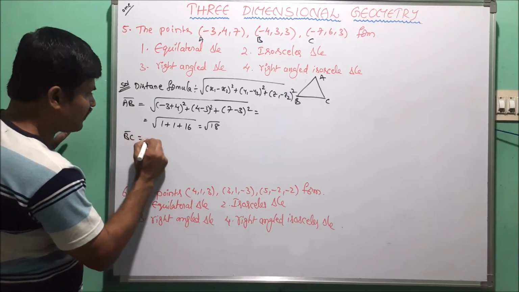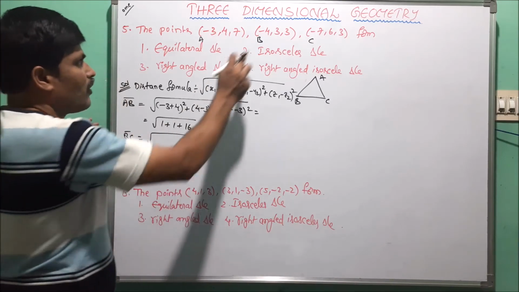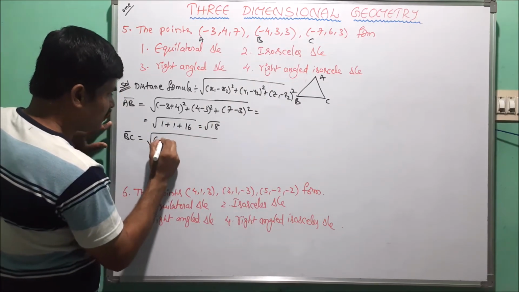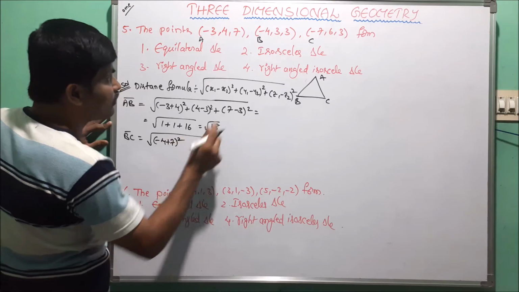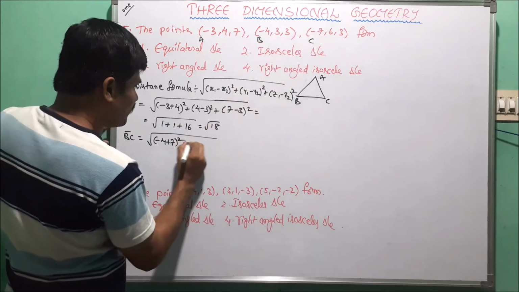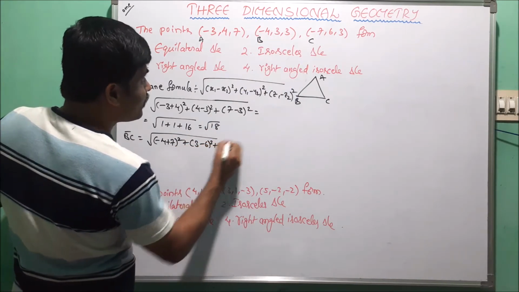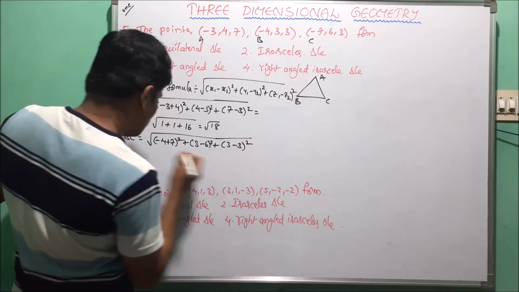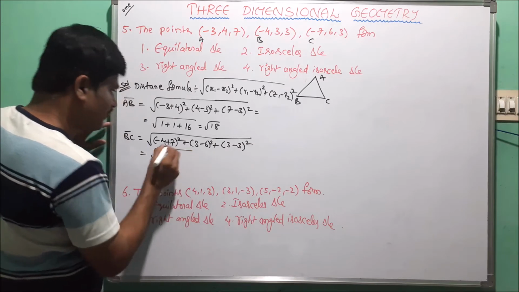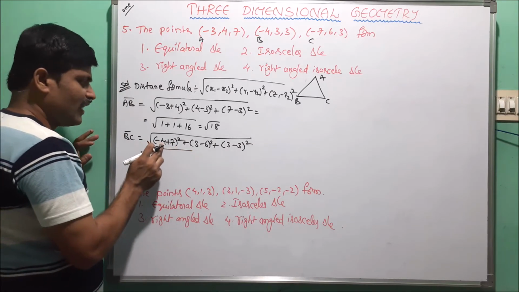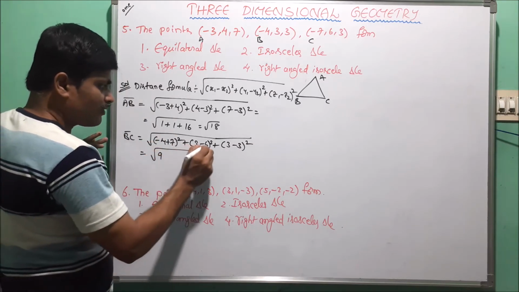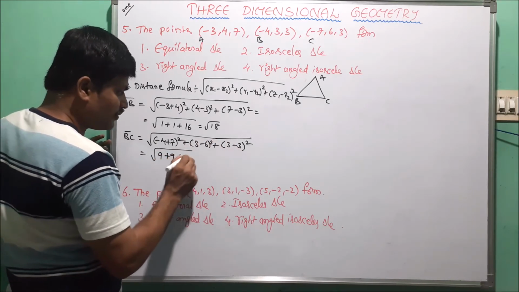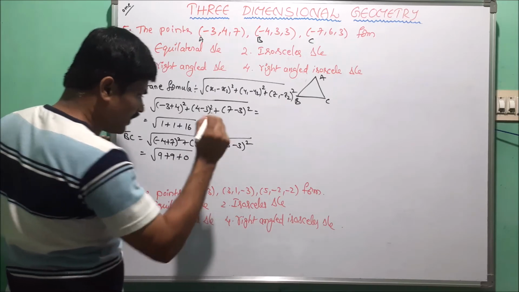Similarly to find BC. Here also we substitute the points B and C in that formula. Minus 4 plus 7, so (minus 4 plus 7) whole square, (3 minus 6) whole square, plus (3 minus 3) whole square. Now it can be simplified. 3 square means 9. It is also minus 3, minus 3 square means 9. In that this is 0. So the total value is root 18.